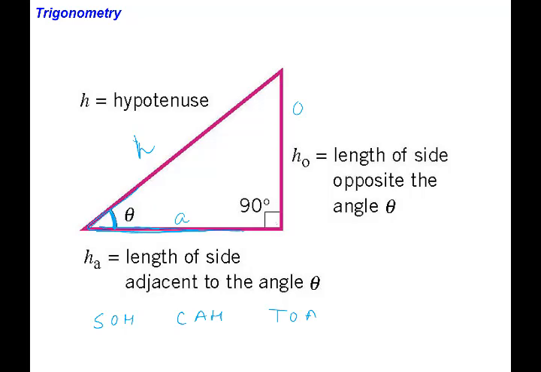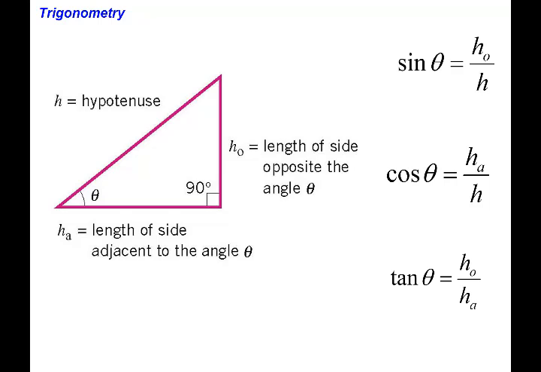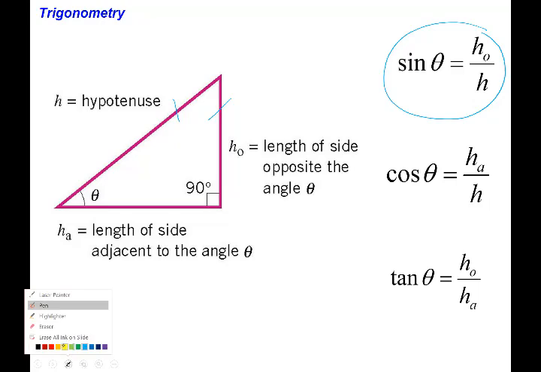Hypotenuse, and opposite is always opposite to the angle. So remember that. That's why we call it opposite. It's opposite to the angle. So based on this, you will have sine of theta equivalent to opposite over hypotenuse. So this side over this side. And for cosine of theta, you will have adjacent over hypotenuse.